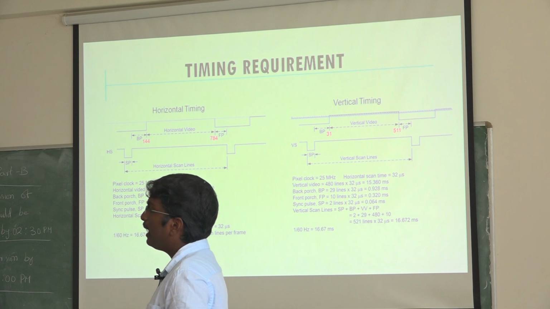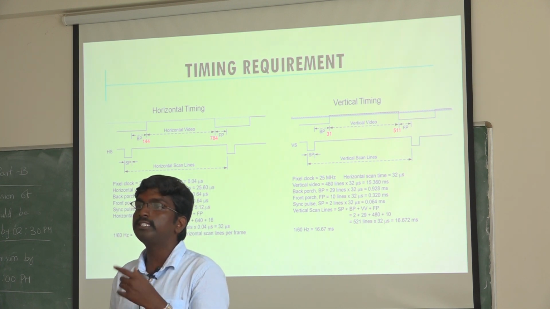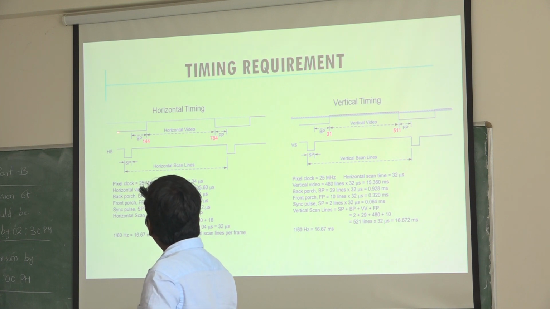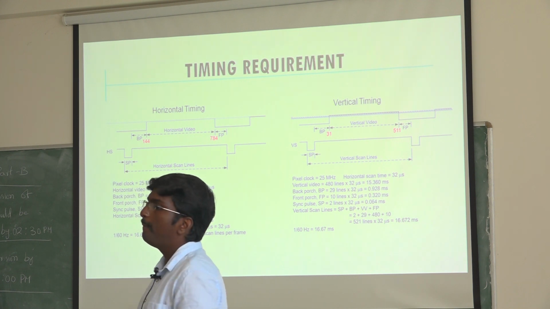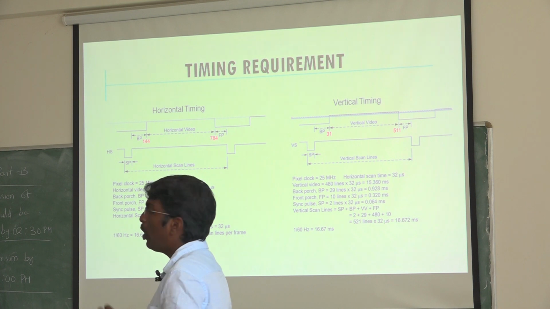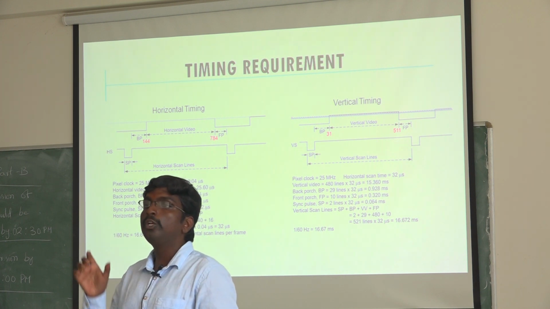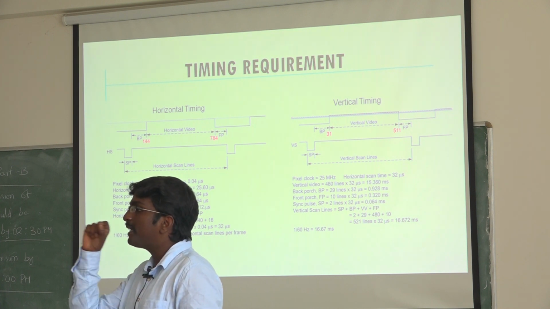The horizontal timing and vertical timing, we need to understand very properly to understand VGA. For the horizontal, we check the back porch and front porch. Other than that, we have the pixel clock, horizontal video, back porch, front porch, and sync pulse. Sync pulse is nothing but this one. Horizontal scan lines means the total number of pixels, including your active area. What are the dummy pixels in each line?